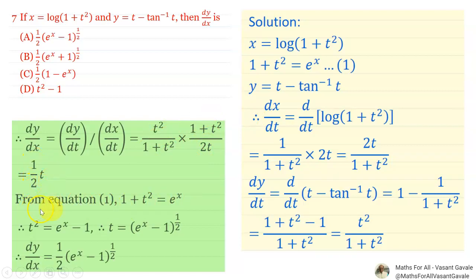Okay. Now from equation 1, what is 1 plus t square? It is e raised to x. Therefore, t square is equal to e raised to x minus 1. t is equal to (e raised to x minus 1) raised to 1 upon 2. And hence, dy by dx is equal to 1 upon 2 (e raised to x minus 1) raised to 1 upon 2. And hence, option A is correct.